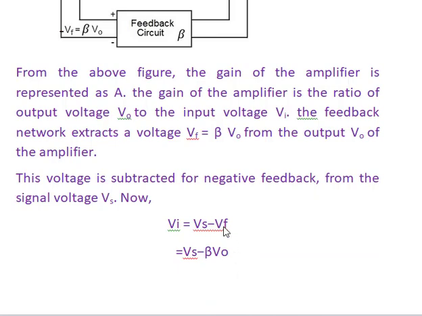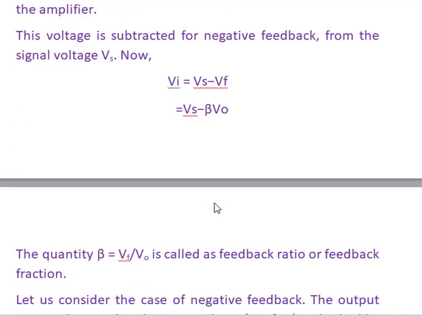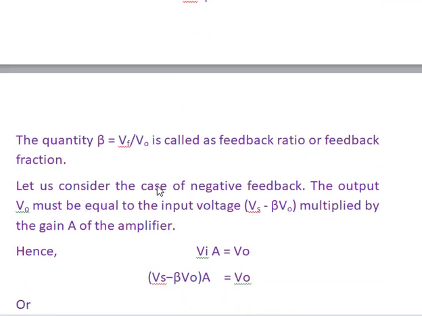We know that Vf is nothing but beta times V output. So this value is substituted here. We know well that the quantity beta is the feedback gain. This feedback ratio is V feedback divided by V output. Here the V output is acting as the input voltage and Vf is acting as the output voltage. So this feedback ratio is called the feedback fraction.